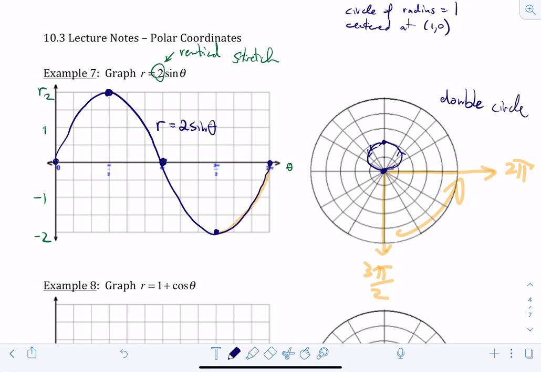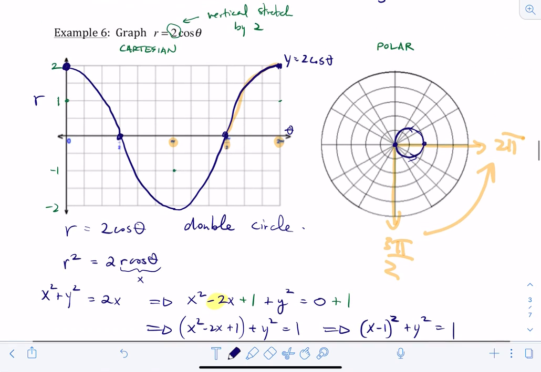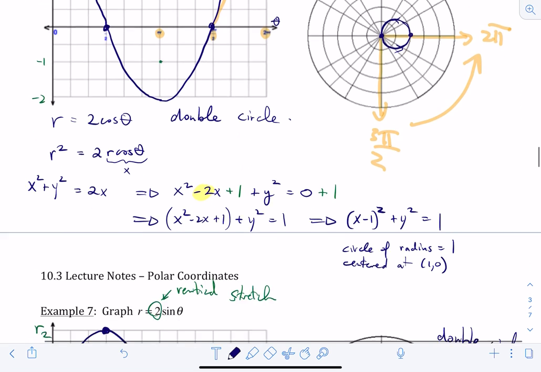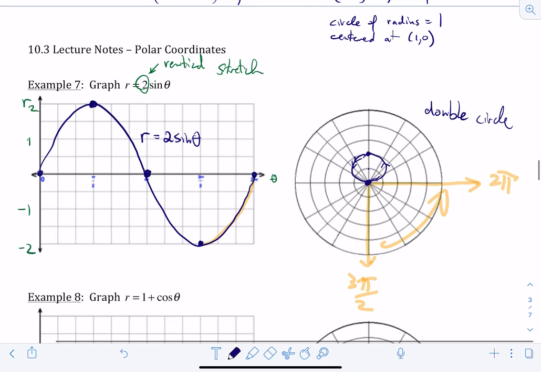Okay. So if you looked at our cosine example earlier, this was a double circle of radius 1. And that was sort of centered along the x-axis. So I almost think of it as a horizontal circle. And this is more like a vertical circle. It's a double circle, really.